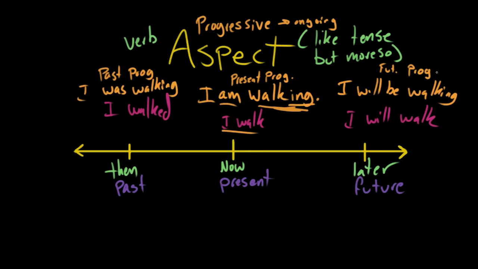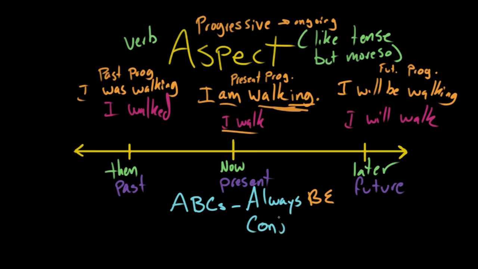So the way to remember the progressive aspect is for me to hideously butcher the writing of David Mamet and tell you to always remember your ABCs. Always be conjugating.